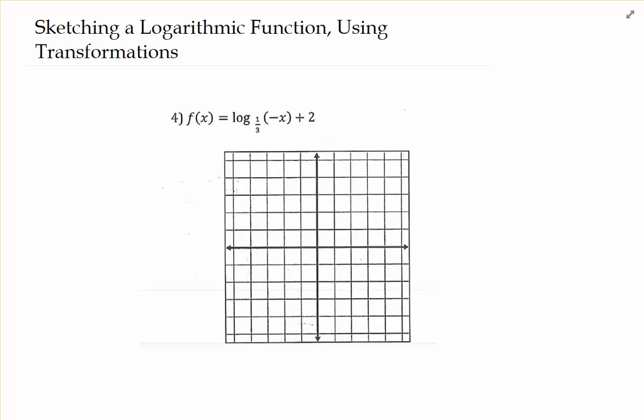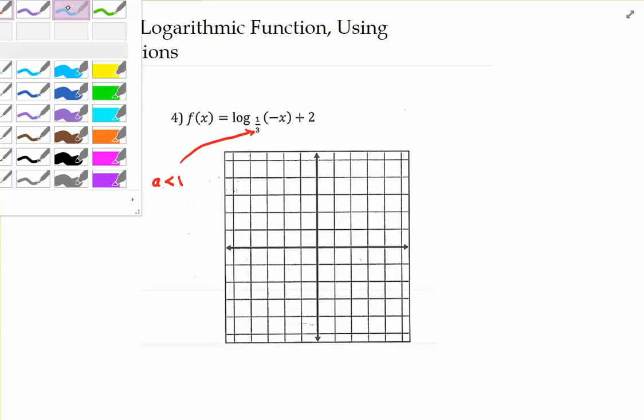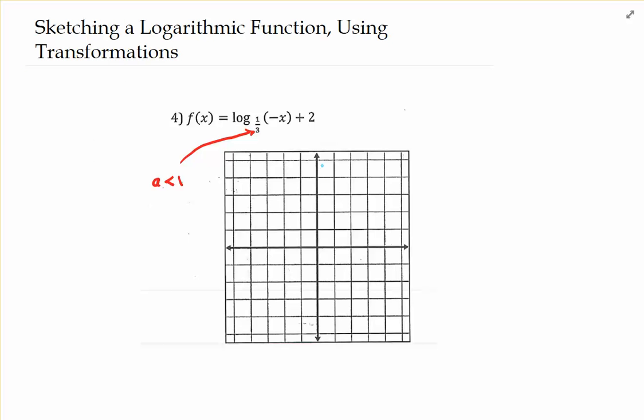Very first thing you want to do is note that the base of the log is a value of a that's less than 1. Because of that, here's how our log should be starting out. It should be starting out on the right-hand side near the top of the y-axis, decreasing down to intersect the x-axis at 1, 0, and then slowly rolling out down to negative infinity. That right there would be our base graph.